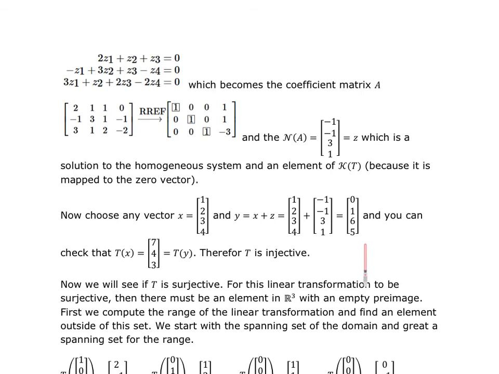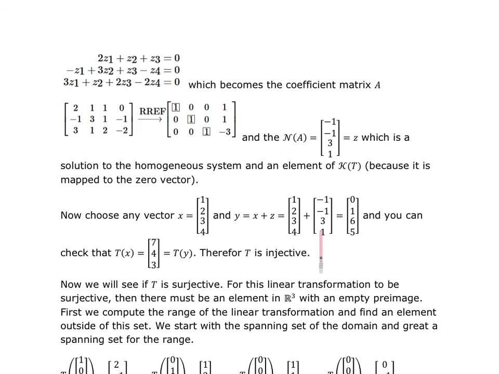Now, if I check this, my transformation T on x should equal the same transformation T on y. And the way that you would check it is you would put your vector x, 1, 2, 3, 4, in here and see what kicks out. It shouldn't kick out 0. And it should kick out 7, 4, and 1.